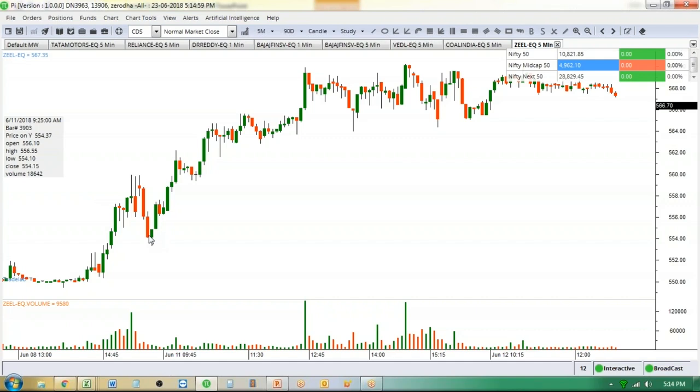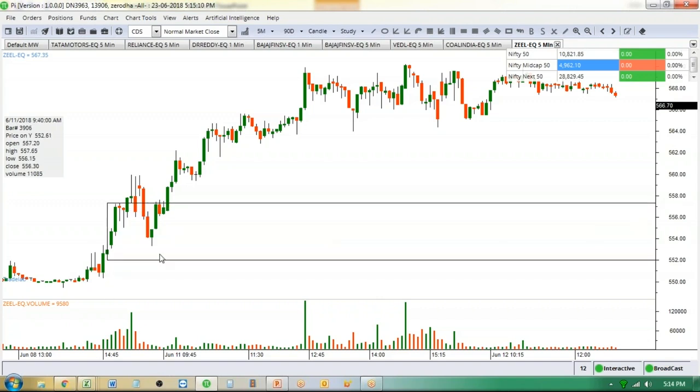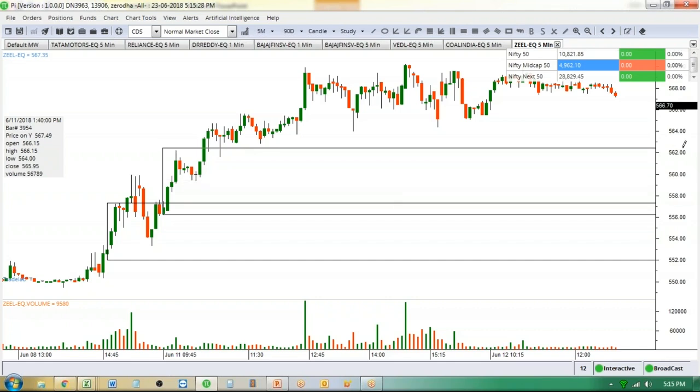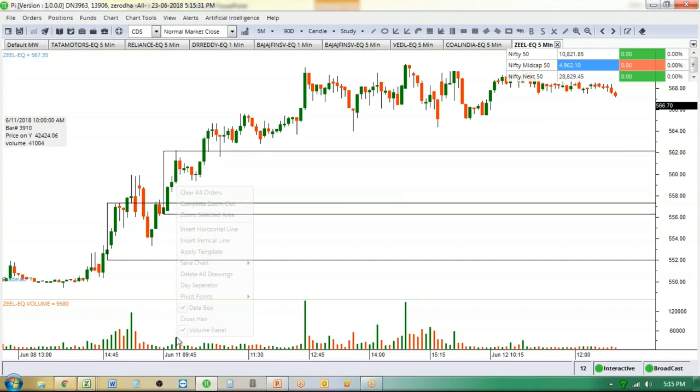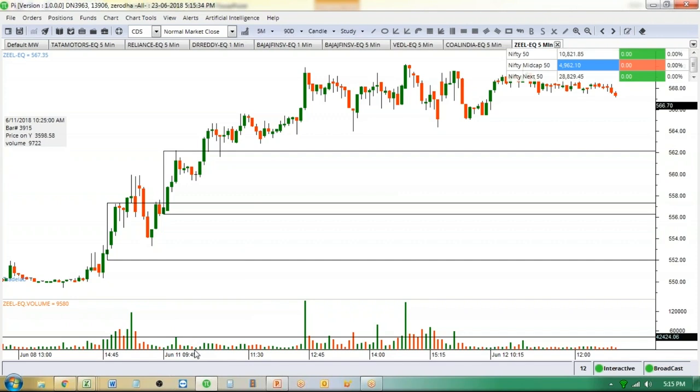I think there was a zone formed yesterday towards the close, and then today also. The current day, right? The opening was strong. There was a trend over here. This is the line. There's a current day's trend.